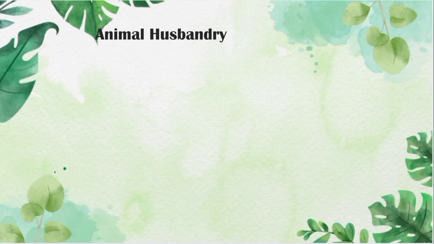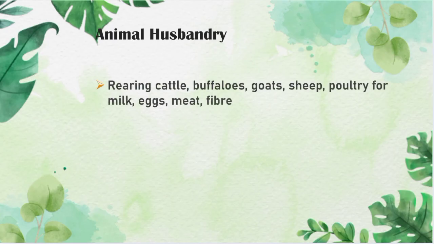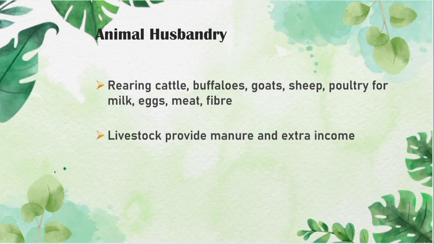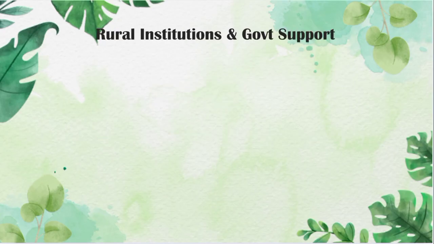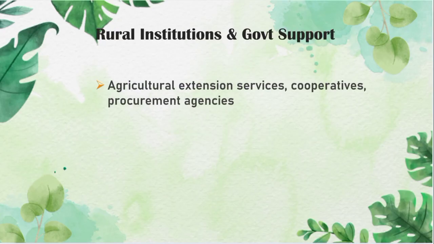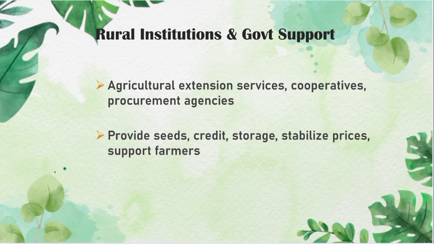Animal husbandry. Animal husbandry is the rearing of cattle, buffaloes, goats, sheep, and poultry for milk, eggs, meat, and fiber. Livestock also provide manure and extra income for farmers, a true helping hand on the farm. Rural institutions and government support. Farmers get help from agricultural extension services, cooperatives, and government procurement agencies. These organizations provide seeds, credit, storage, and price support, helping farmers stay stable and strong.